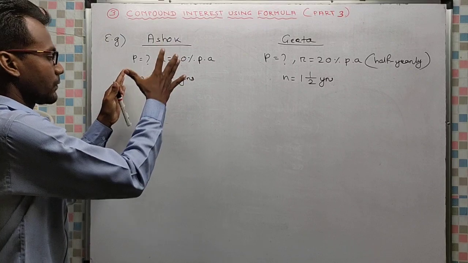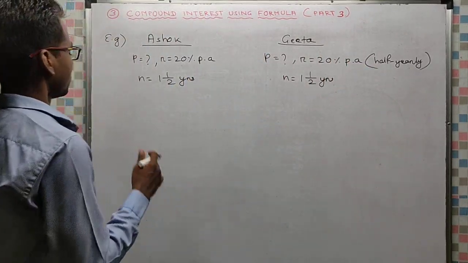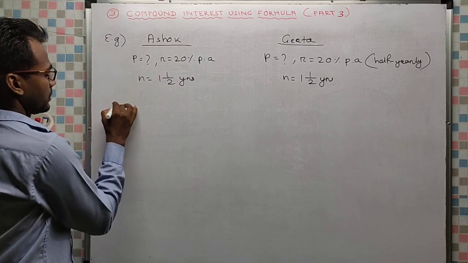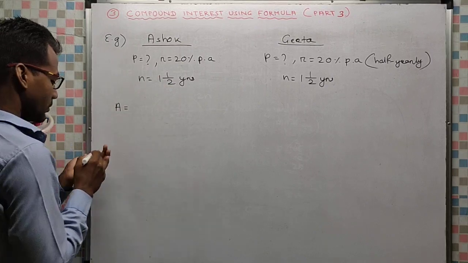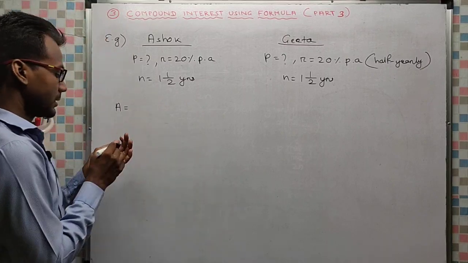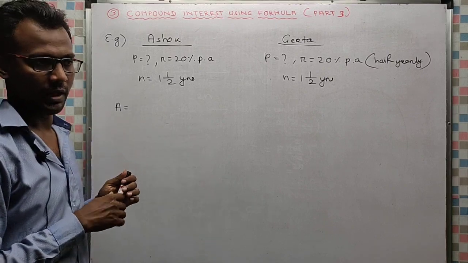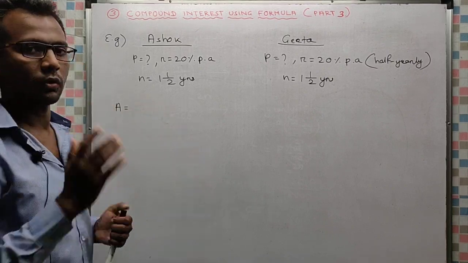Let us find compound interest for Ashok, compound interest for Geeta. Now for Ashok, amount is equal to, this is yearly, so you have to use the original formula. Now see, 1.5 is not a whole number. 1.5 means 3/2 years. So it is not a whole number.